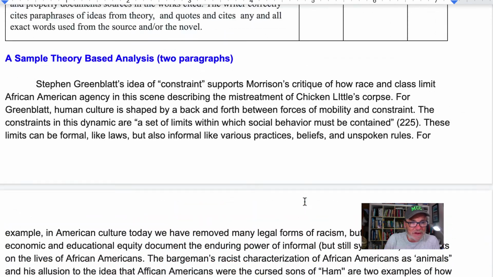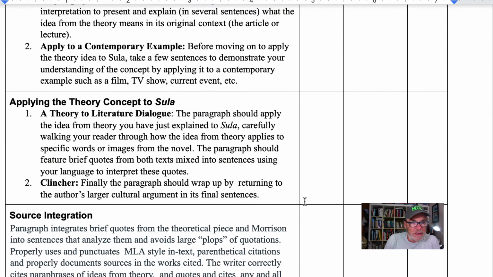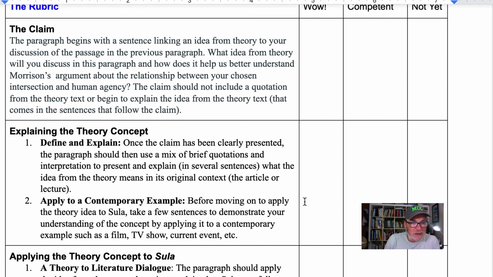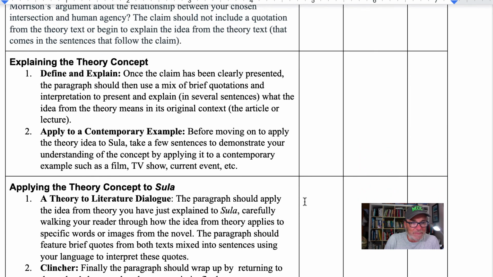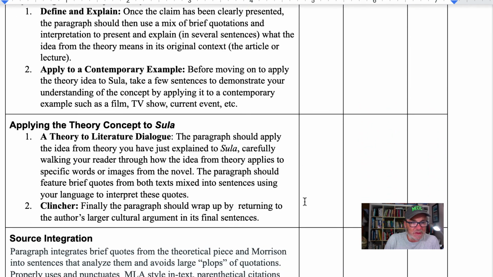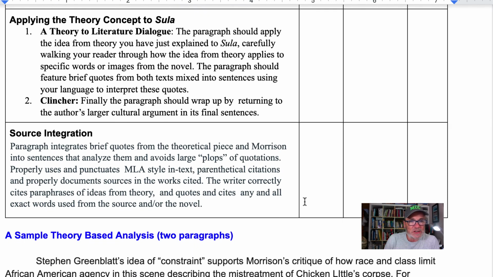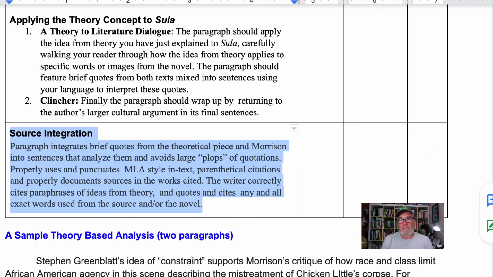So there you have it. You have the three core elements of our paragraph: the claim, the explaining of the theory concept, the application of the theory concept to Sula, and throughout, we're integrating language from both the theory and the novel.